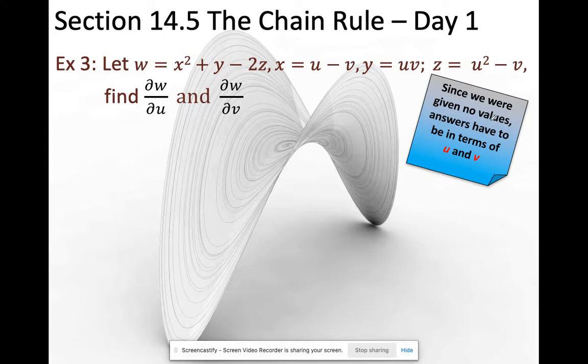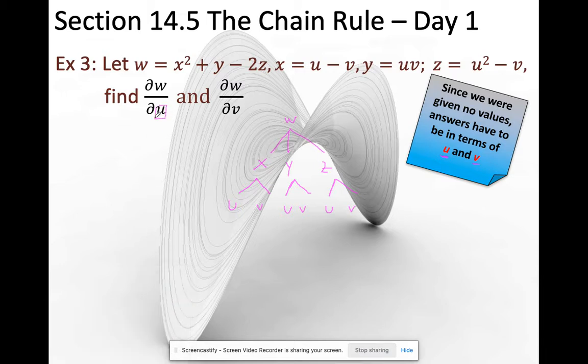Now, notice since we're not given any values, it didn't say when something is equal to 0 or whatever, I have to remember that I put U and V back in my final answer. So how many things are going on here? First, how big is my tree? So I have W in terms of X, Y, and Z. X is in terms of U and V. Y is in terms of U and V. Z is in terms of U and V. They want dW, du.